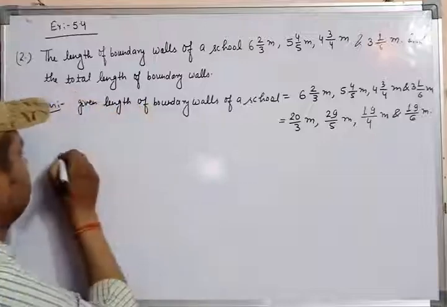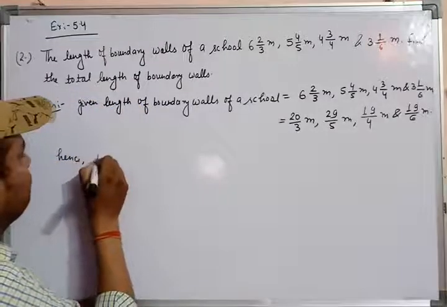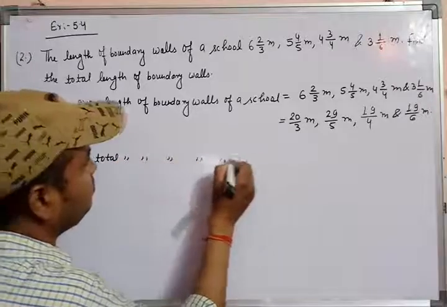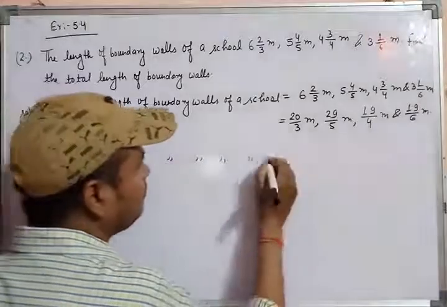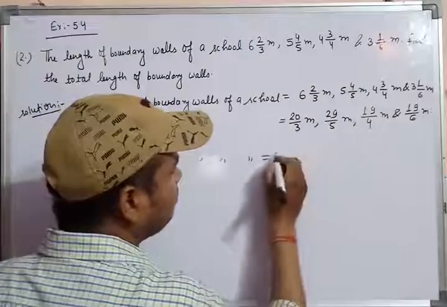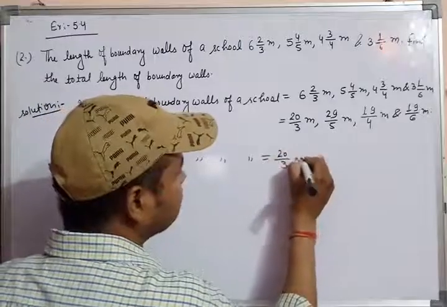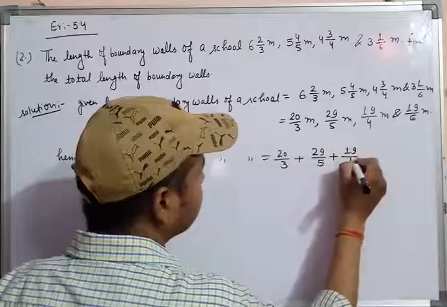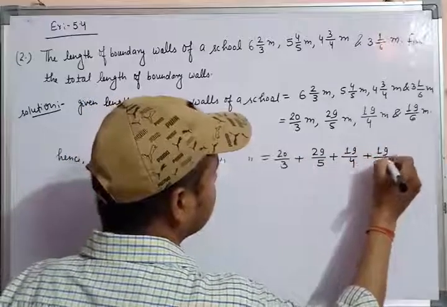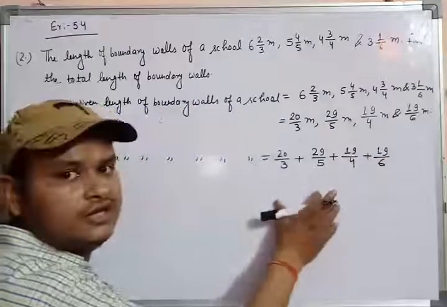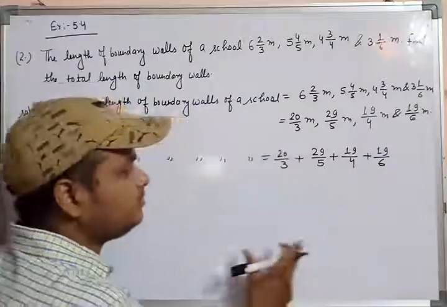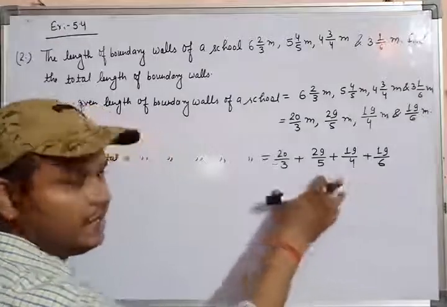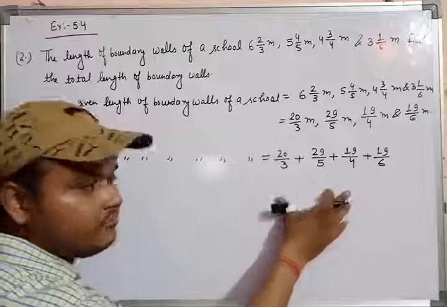Now hence, total length of boundary walls of a school. So removing all the commas and putting the operator plus, like this. Now here all these fractions are unlike fractions. So first of all you have to convert all these fractions into like fractions. So how can we convert?